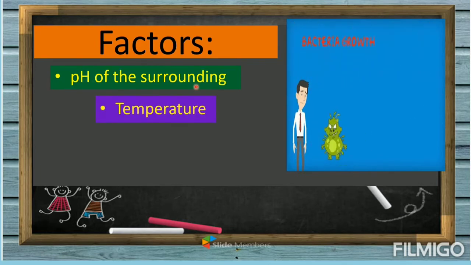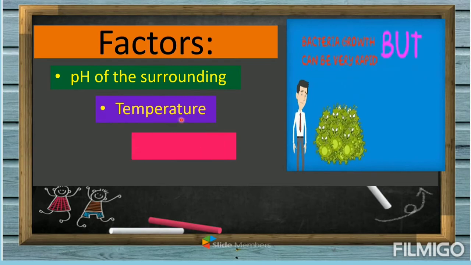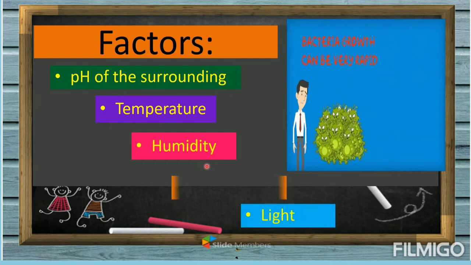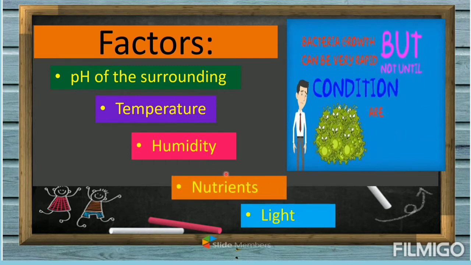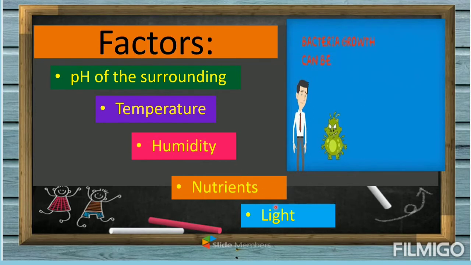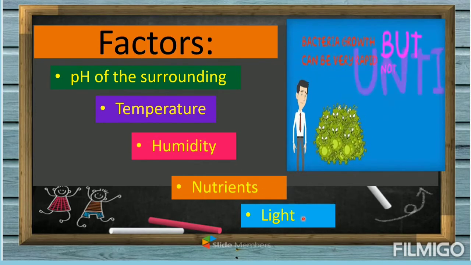Number 2, temperature, humidity, light, and nutrients. So these are the 5 factors that affect the growth of microorganisms.